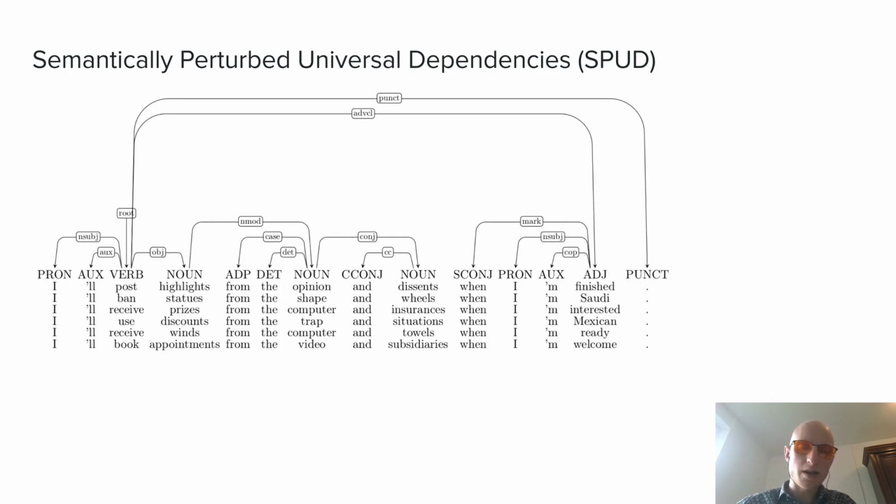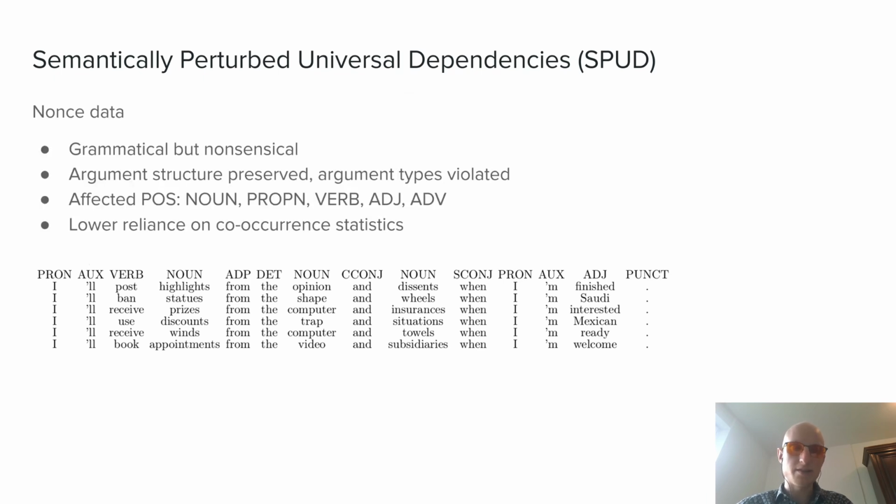The main idea behind the dataset is that we take existing dependency treebanks and create parallel, semantically perturbed versions of the sentences. In the example, the English UD treebank contains the sentence "I'll post highlights from the opinion and dissents when I'm finished." Versions of this sentence are then created which contain different content words but have the same syntactic structure. For example, "I'll ban statues from the shape and wheels when I'm Saudi." The data created in this way is grammatical but nonsensical, as you can see in the examples.